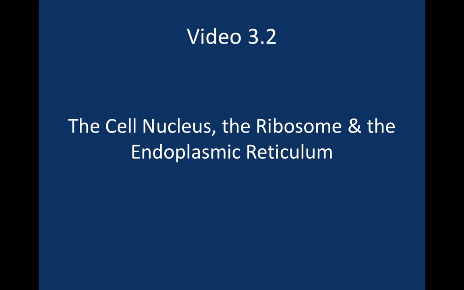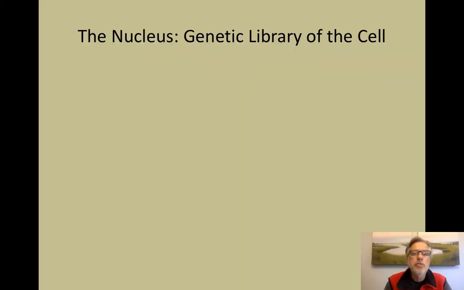Today what I want to do is talk to you about three very important structures in the eukaryotic cell: the cell nucleus, the ribosome, and the endoplasmic reticulum. And while today you'll be learning mainly about the anatomy of these things, what we are aiming for is an understanding of how cellular processes require the interaction of these components. So let's get going. Okay, so the nucleus is the genetic library of the cell.